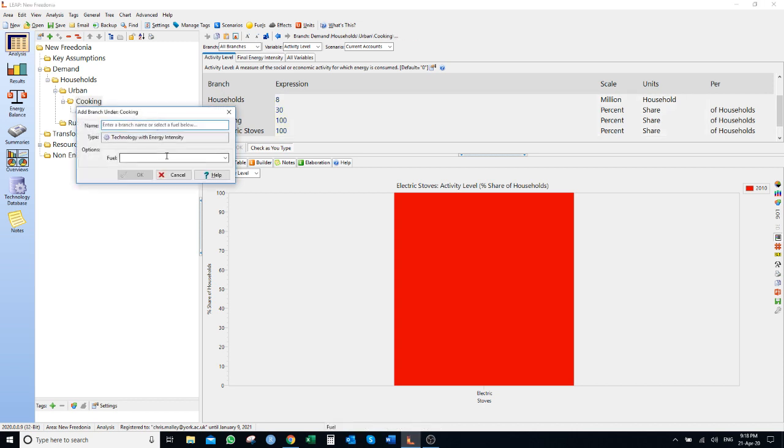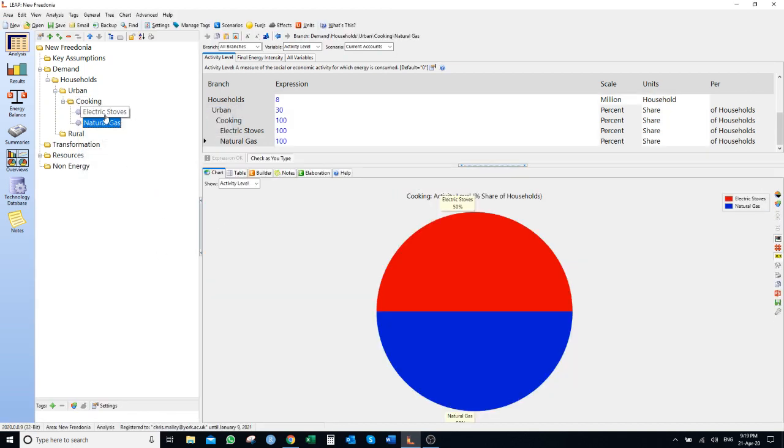And I also have natural gas. So I've got my two activities there. Now I'm also told that 30% of households use electric stoves for cooking. So I can put 30 there. And the rest use natural gas.